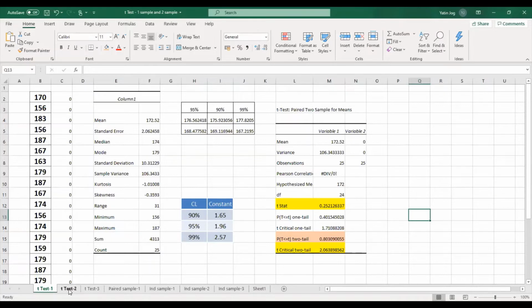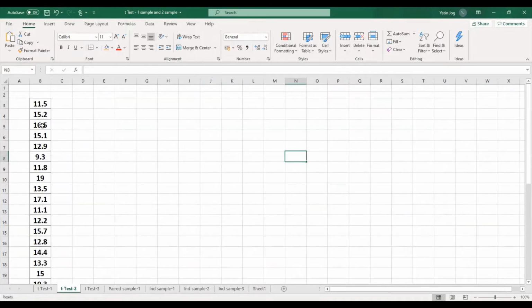So now we'll go to the second problem, second sheet, and we'll try to solve this problem also. I guess this problem was also solved yesterday, that sunflower height problem, where the mean was something like 15.7, correct? What was the mean for the second problem yesterday? 15.7.